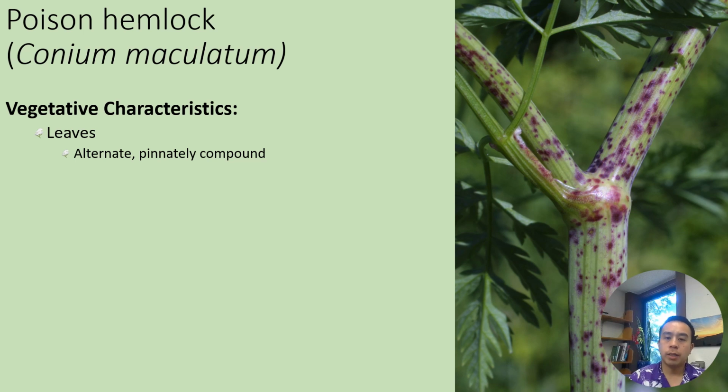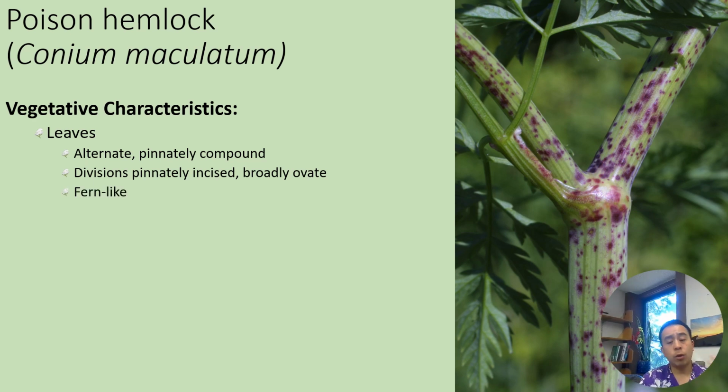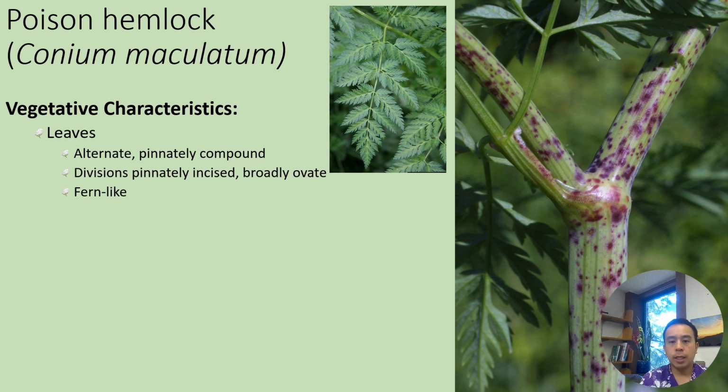So again, alternate means they occur opposite of each other, but they're slightly offset. The divisions in those compound leaves are pinnately incised and broadly ovate, which makes it look like a fern-like leaf, as you can see here. And so you can see the pinnate assemblage of leaves, and that they're compound because the leaflets coming off of that pinnate portion are also pinnately arranged, so that makes it a compound pinnate leaf. And you can see those sharp divisions there, making them broadly ovate.